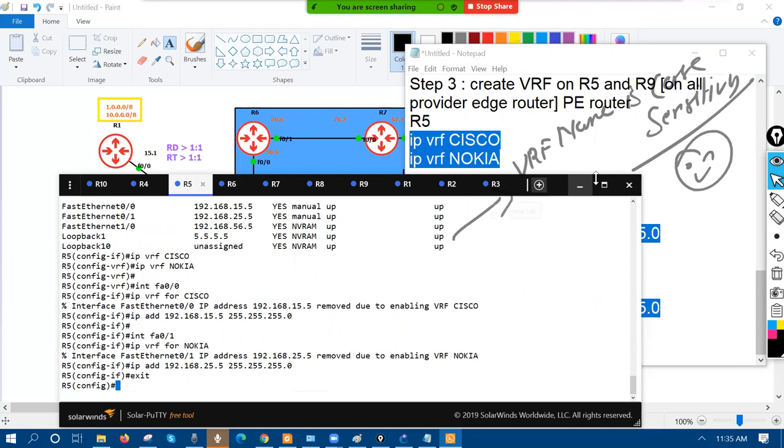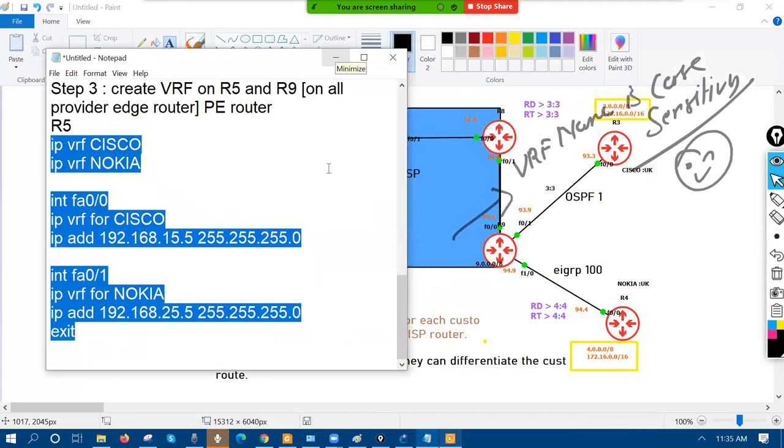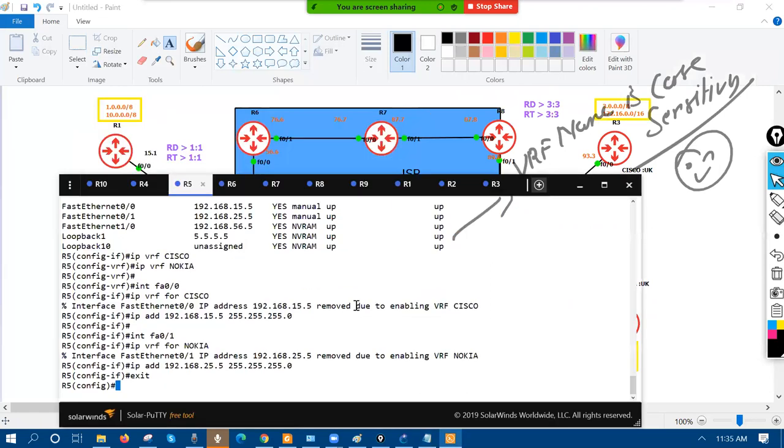Now one question. We already enabled the IP on the interface with that IP address, right? So when we enable the VRF, we are going to override the existing IP address. Basically, now let's configure it. Of course, we are changing the routing table, right? That's why.